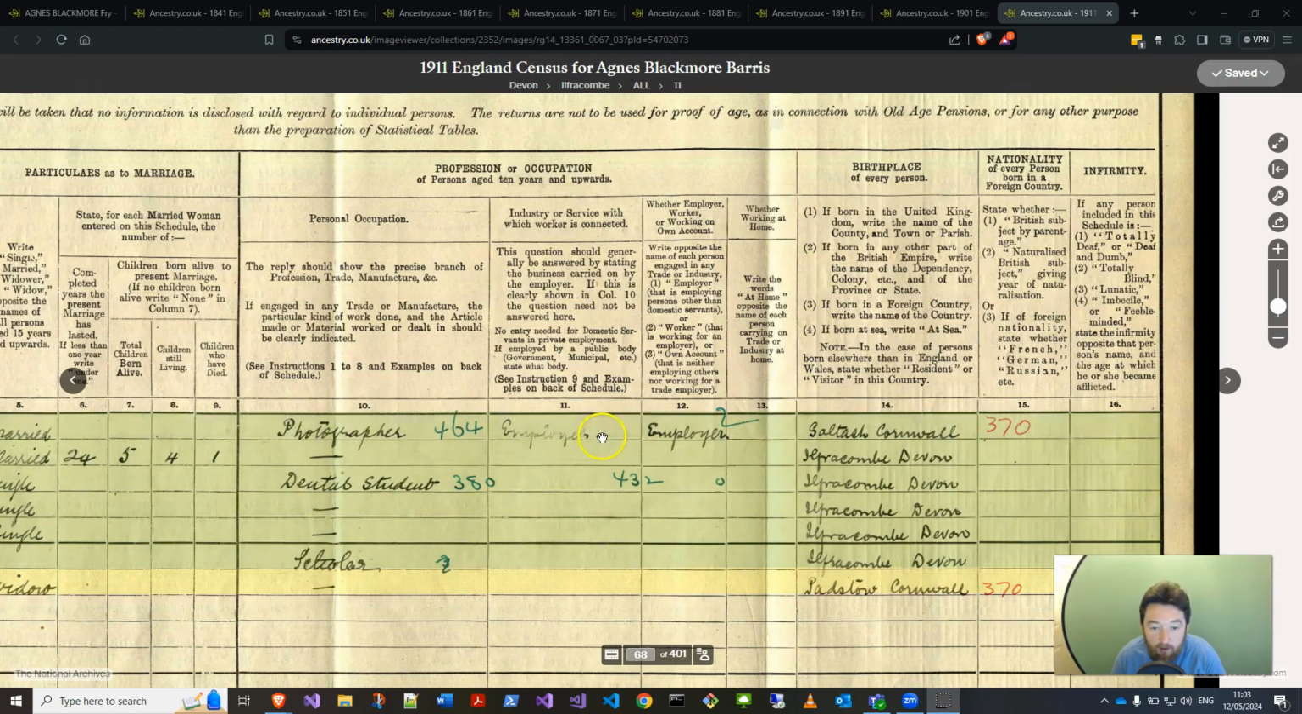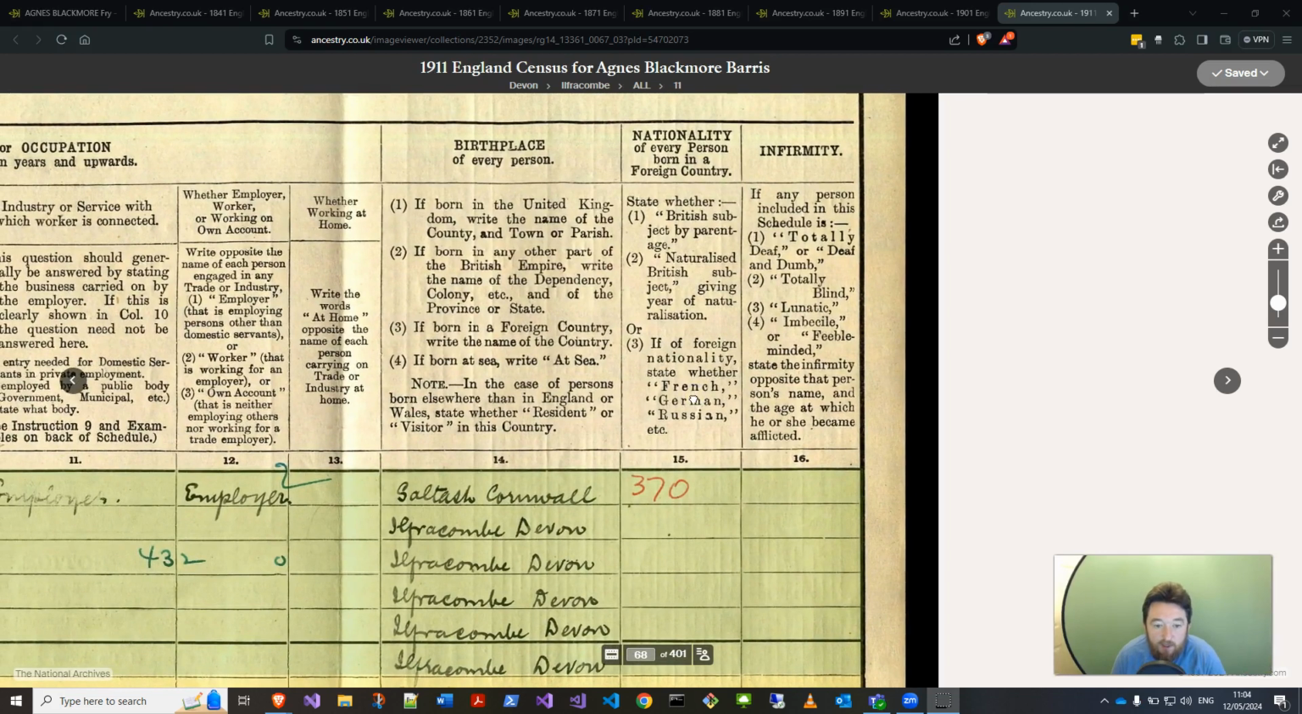Here we're also seeing I've got employer for the son-in-law, both columns. Now, industry or service with which the worker is connected. This is probably a mistake, really. I'm not sure they should write employer there because he was a photographer. So they could have written photography, but hey, we can flick over to others to see what they've got for that. And you do see that there may be misinterpretations by the enumerators on these as well. So remember, it's just people filling in a form, so we can't be too beholden to what is written on here. In certain cases, we still have to use our common sense.